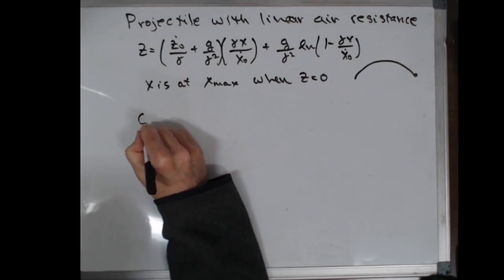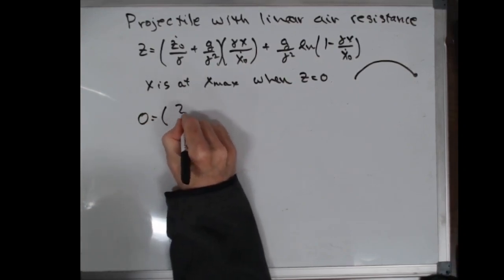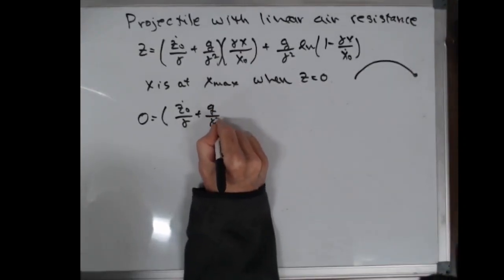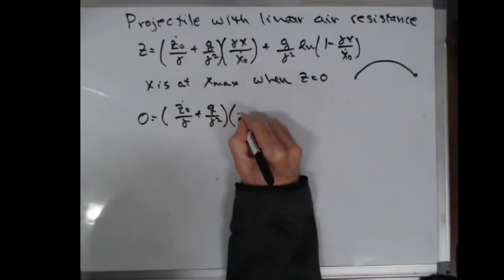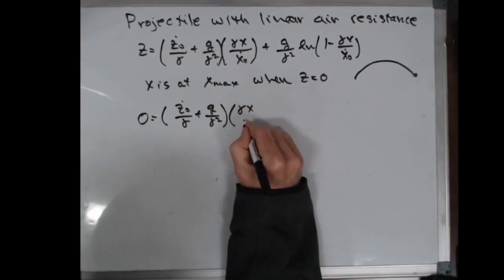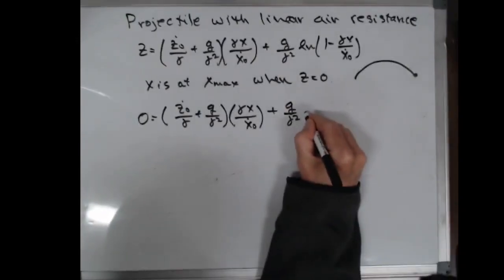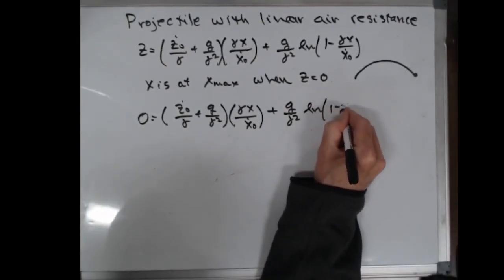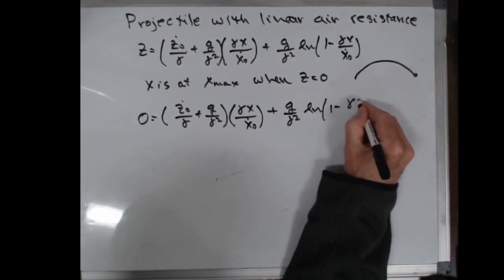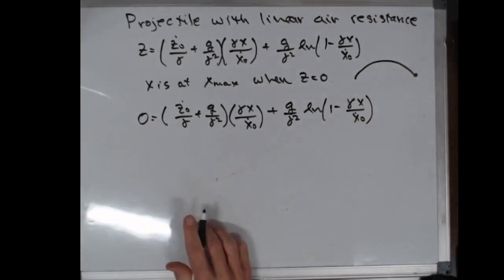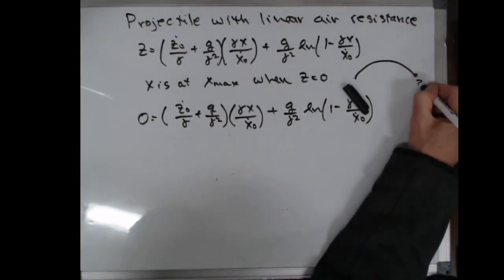And so this gives me 0 is equal to z naught dot over gamma plus g over gamma squared times gamma x over x naught dot plus g over gamma squared log of 1 minus gamma x over x naught dot. Like that. That's when it's hit the ground, z equals 0.